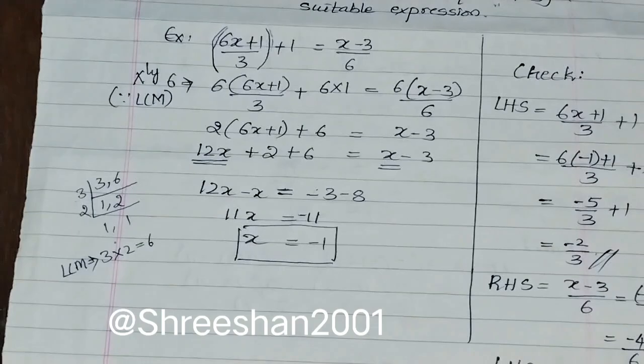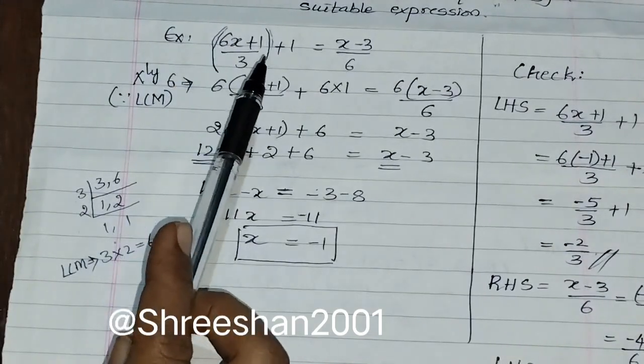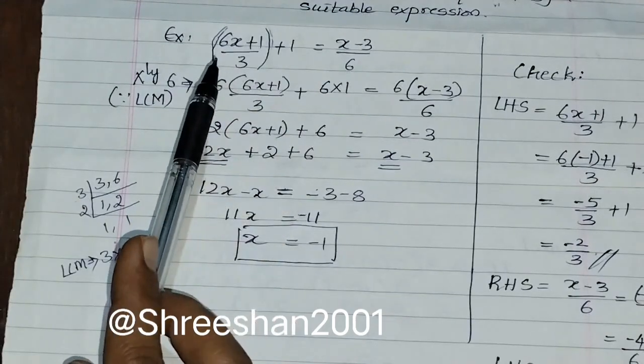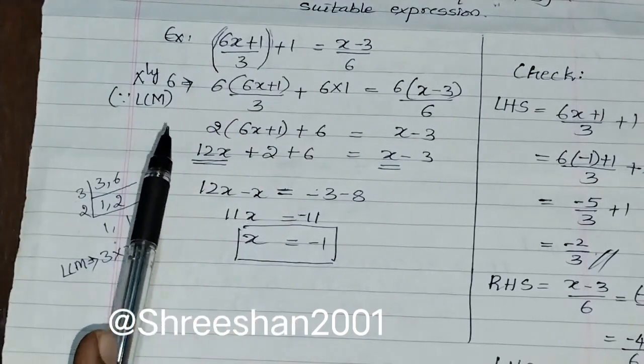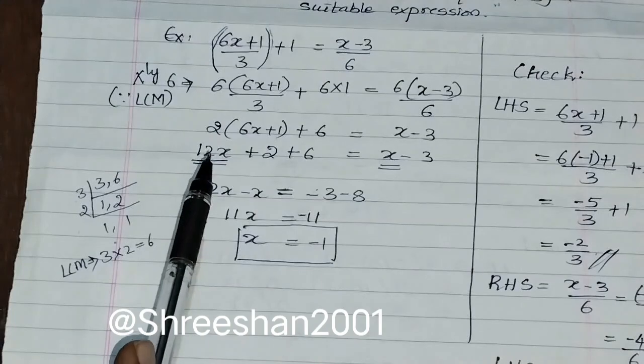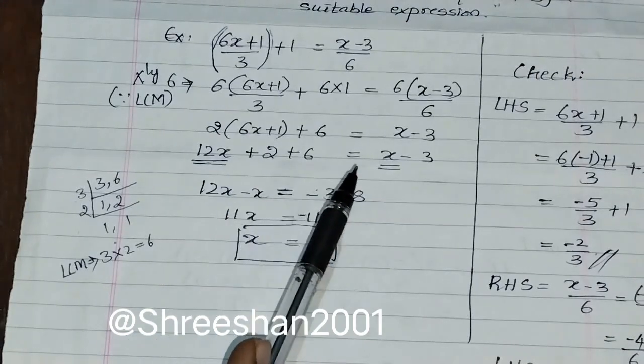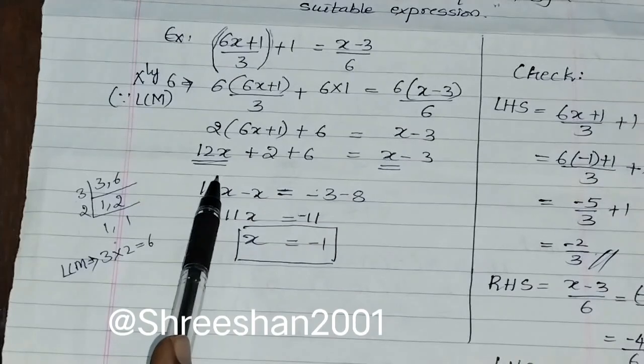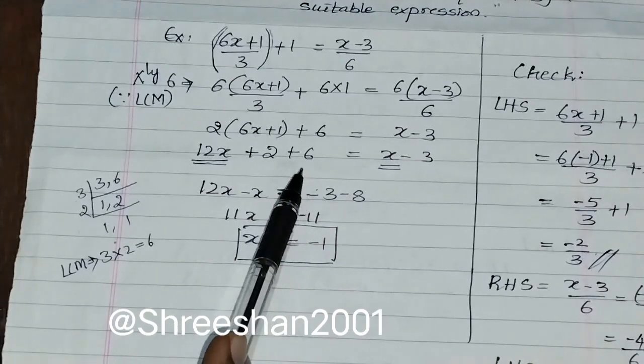Now look at this equation. You had 6x plus 1 by 3, plus 1, is equal to x minus 3 by 6. Now you have reduced this complex equation to a simple form, that is 12x plus 2 plus 6 is equal to x minus 3. Right, now you can simply solve for x here. This is a very simple equation, right?